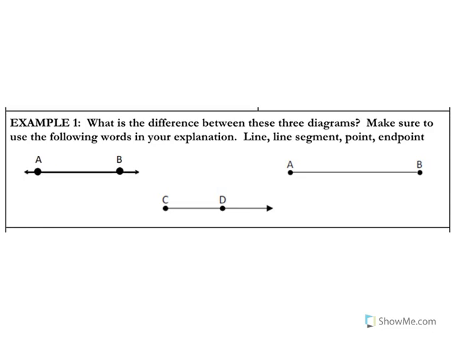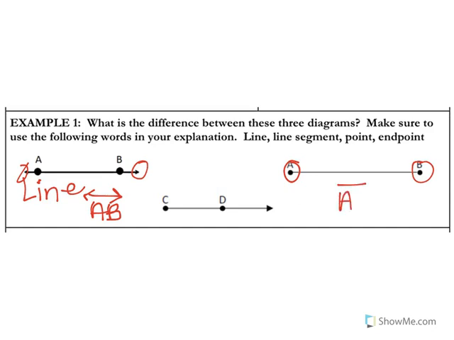So let's begin with the word line. Which of these is a line? Well, this is a line because it has arrows on both sides that say it goes to infinity. And if we were to draw this, the symbol would be AB, and above it we would draw the line with the two arrows. All right, so line segment. Which one's the line segment? Well, this is the line segment because I have an endpoint and an endpoint, so this would be line segment AB.